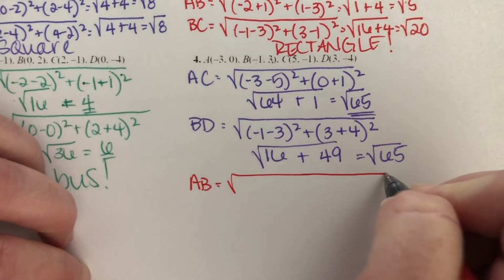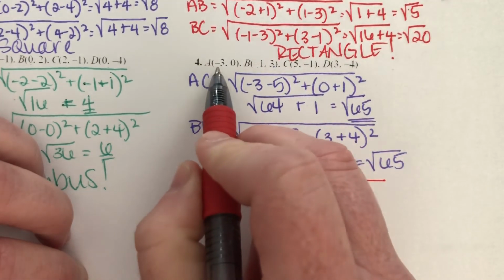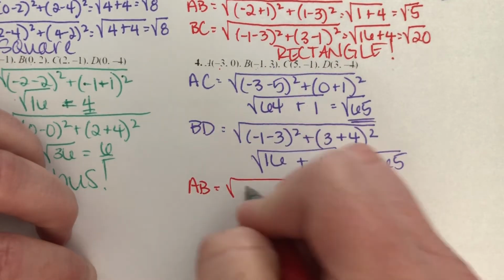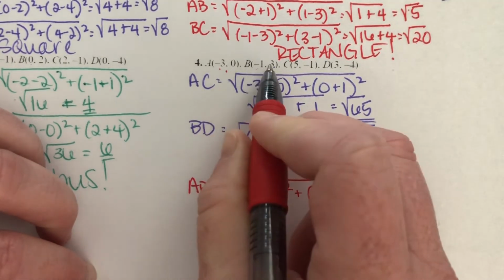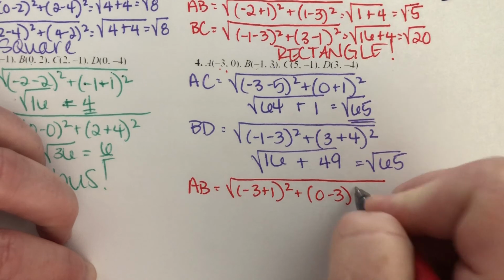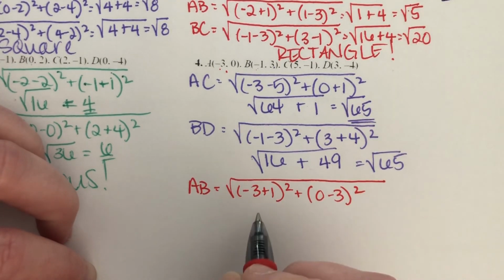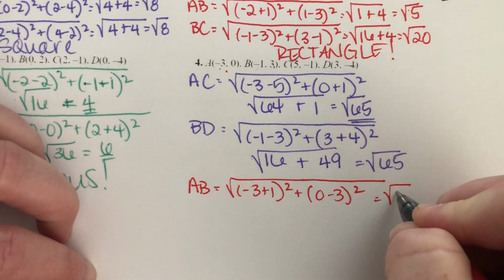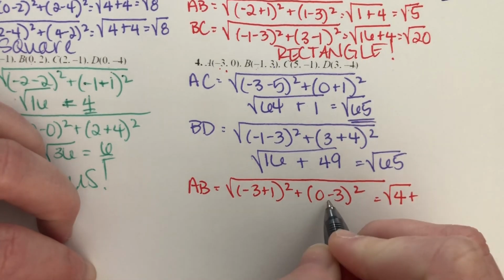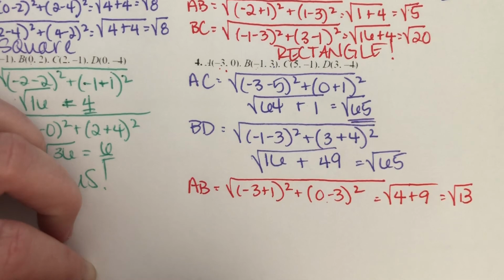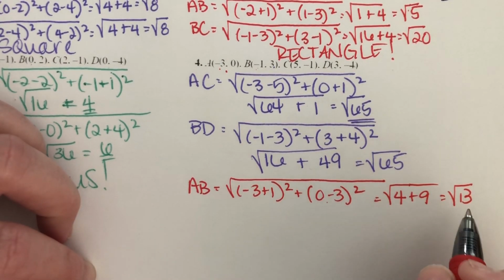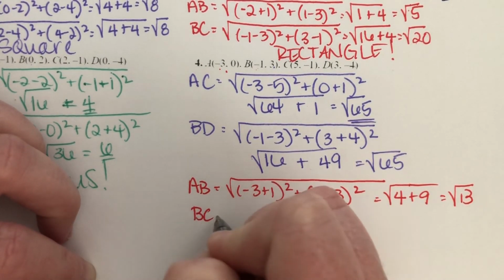AB: square root of (x minus x) squared, (negative 3 minus negative 1) squared plus (0 minus 3) squared. Negative 3 plus 1 is negative 2. Negative 2 squared is 4, plus negative 3 squared is 9. So that's the square root of 13. So one side has a length of the square root of 13.